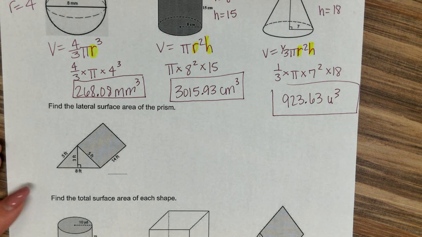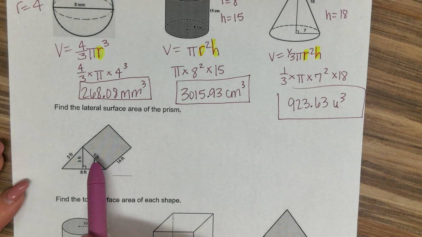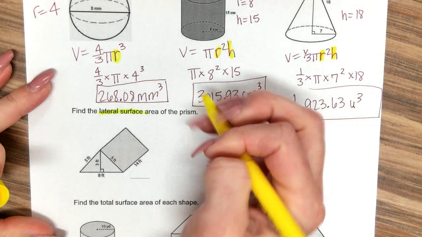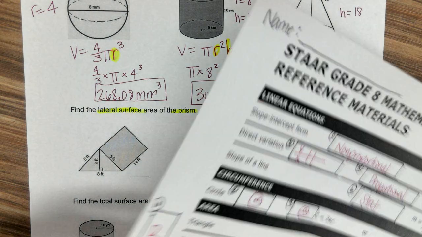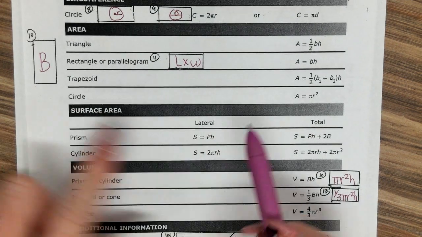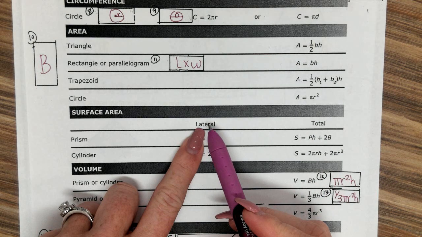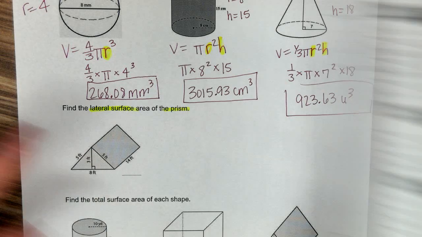Okay, what is this next shape called? A triangular prism. What are they asking for? Lateral surface area. So I go to my star chart to lateral surface area. Here's surface area. Here's lateral. Here's total. I want lateral. This is a prism, so my formula is PH. So I write it down.